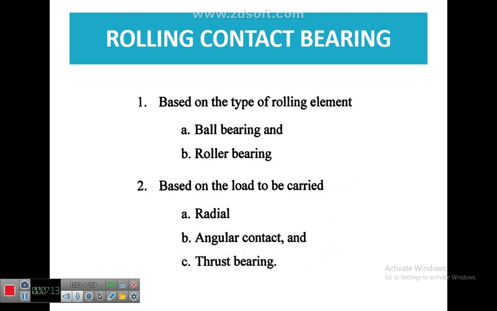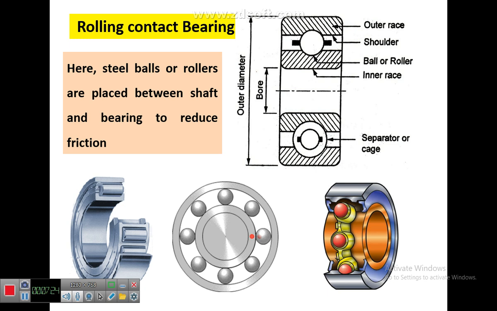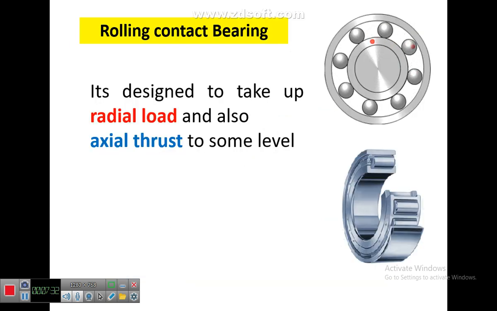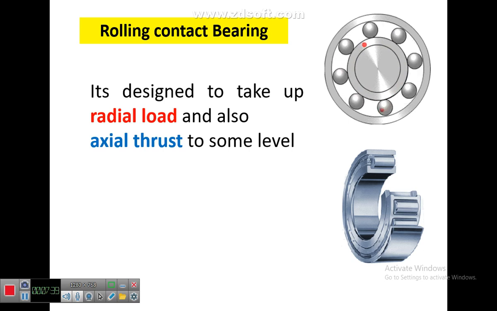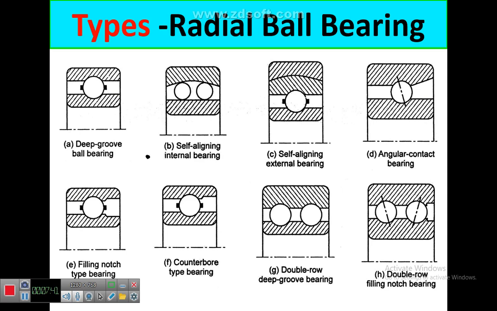And coming to the next topic, rolling contact bearing. This is classified based on the rolling element, ball bearing and roller bearing. And the second classification is based on the load to be carried, radial, angular, and thrust bearing. And this is the arrangement of a rolling contact bearing. You have outer race, shoulder, ball, inner race, everything. The rolling contact bearings are designed to take up the radial load and also axial thrust. And these are all the types of radial ball bearing.